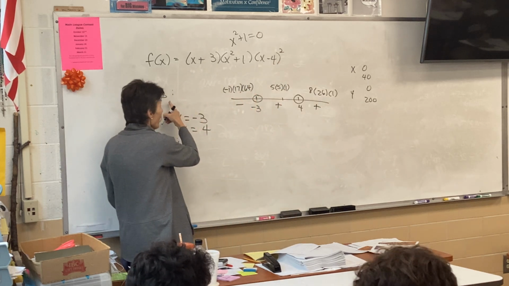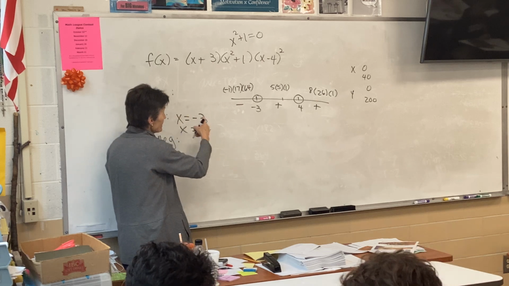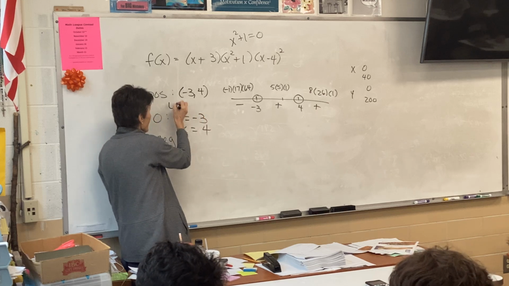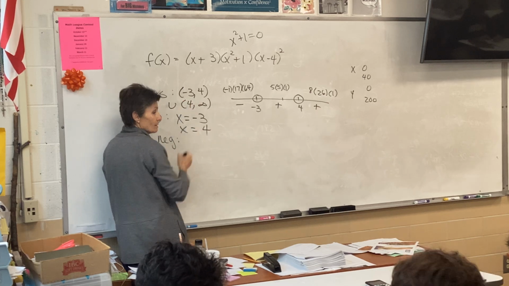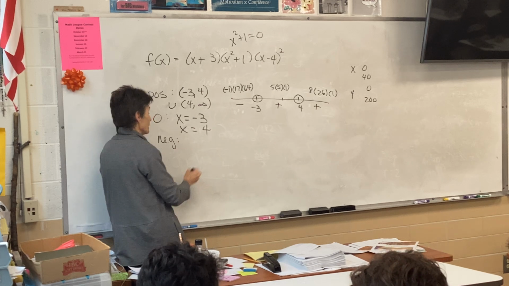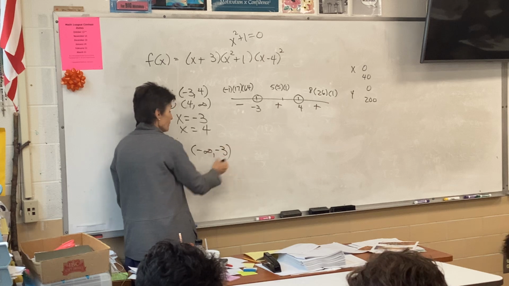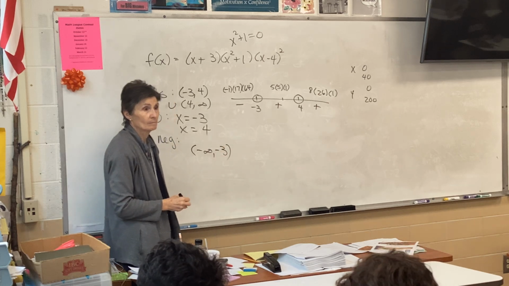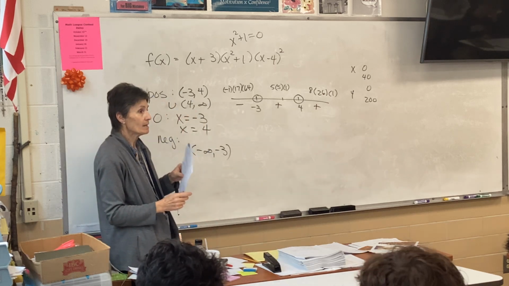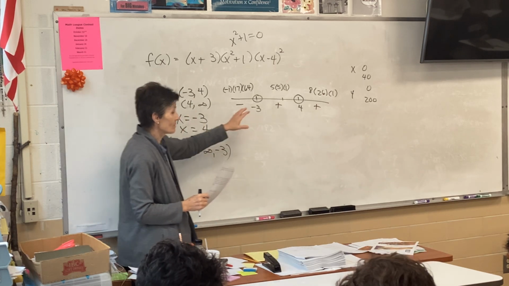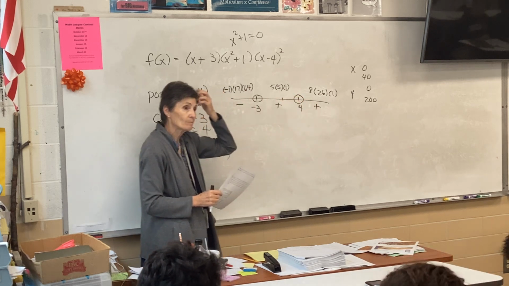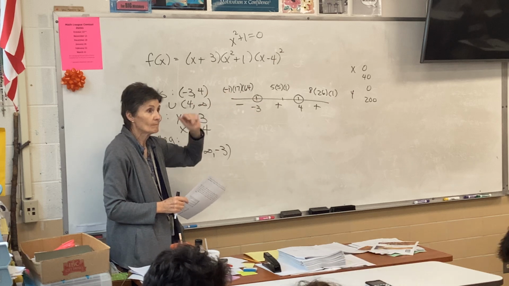So where am I positive? I'm positive from negative 3 to 4, and then 4 to infinity. Where am I negative? Negative infinity to negative 3. That question is easy. We just have to figure out where the dots on the number line go, and they go with the zeros, what makes it 0, and then check each section and see what happens.